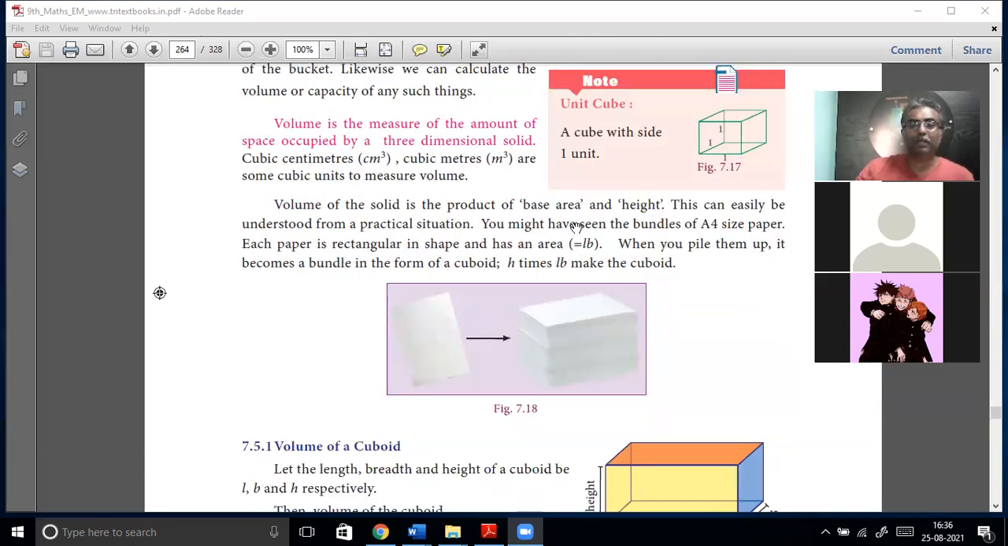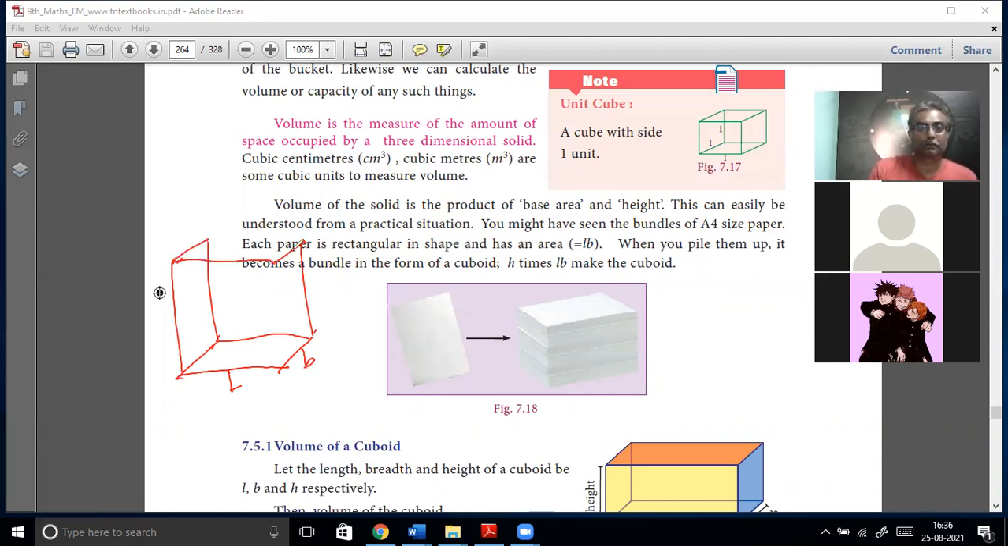Now, what is the volume of the solid? Very simply, if you have any type of solid, this is the base area. Base area is length into breadth. Now this is the height. So the base area into height, so L into B into H.